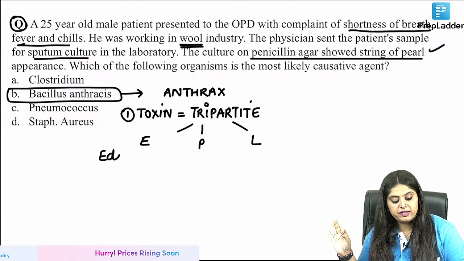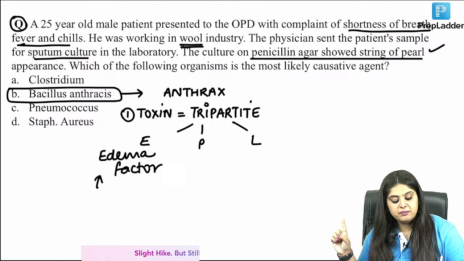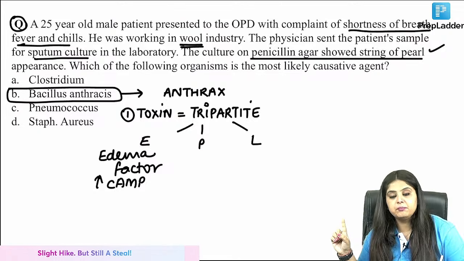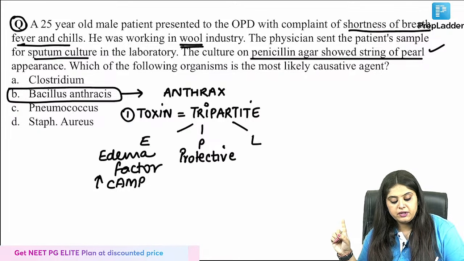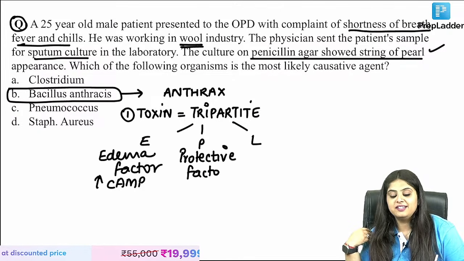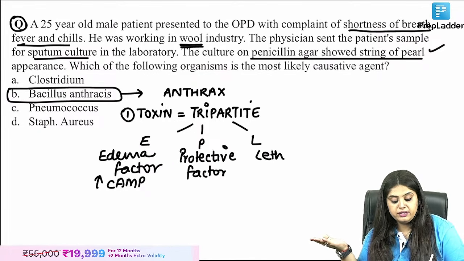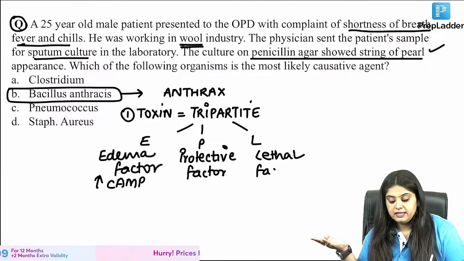What is the toxin of anthrax? Ma'am, सबसे पहले edema factor. ये edema कराएगा. कैसे edema कराएगा? By increasing cyclic AMP. Second is known as the protective factor. प्रोटेक्टिव किसका? अपना प्रोटेक्शन तो करेगा ना. And what will it cause to you? It will kill us. It is going to have lethal factor.